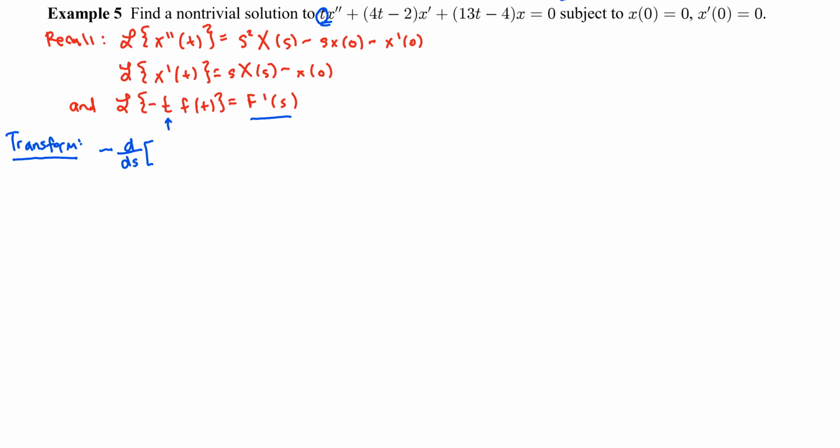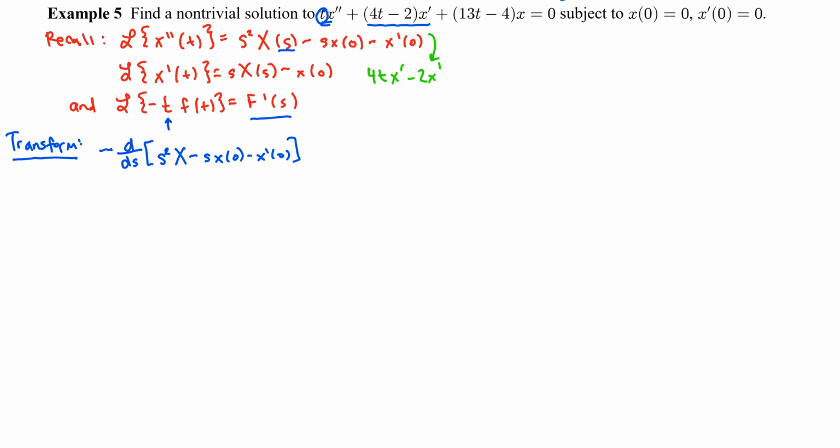Okay, now the transform of x double prime, and I'm going to leave off this argument, is s squared big X minus s little x of 0 minus little x prime of 0. Phew, we made it through term number 1. Next, let's work on term number 2. Now, I'm going to distribute the coefficients: 4tx prime minus 2x prime.